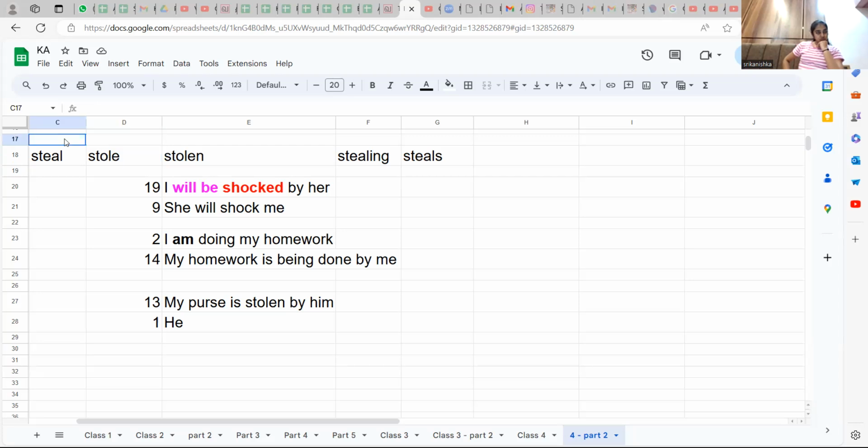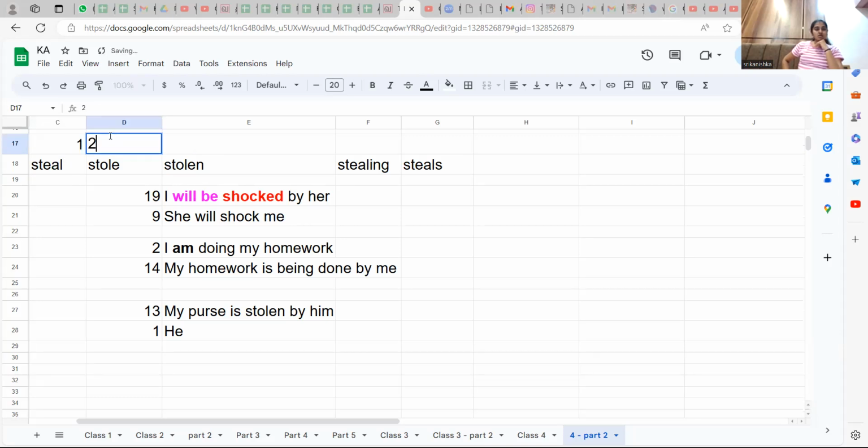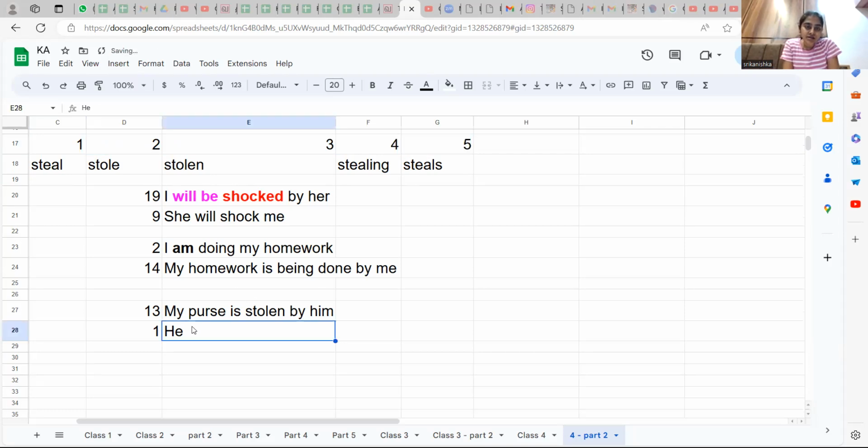I know you understand this. Somewhere there is a block that you are not able to come out of. You have to make that grammar change. He steals. Very nice. So you are going to take it from V5. He steals my purse.